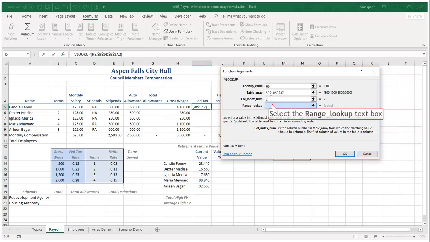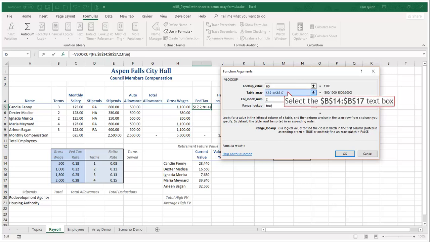And then the final piece here is the range lookup, and if you read down below, it says range lookup is the logical value to find the closest match in the first column, sorted in ascending order, true or omitted. To find an exact match is false. So the important piece here is that in this particular case, we're doing an approximate search. Right? We're not searching for an exact match. We're going to use an exact match for the next one. So my range lookup here is either the word true, or I can leave it out.